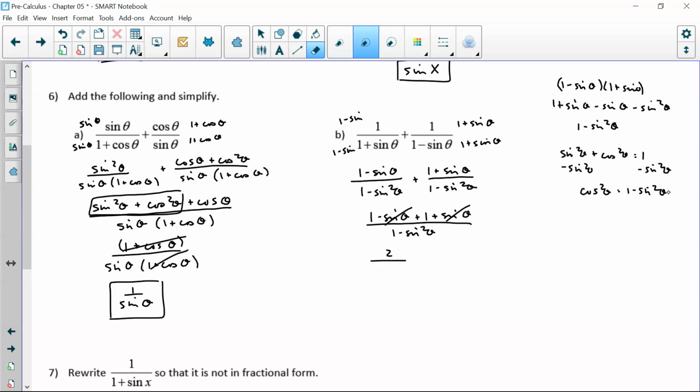So instead of writing 1 minus sine squared theta, I can write 2 over cosine squared theta. Now that's the same as 2 times 1 over the cosine squared theta. 1 over cosine is the secant. So it's 2 secant squared theta. That's our simplified value.